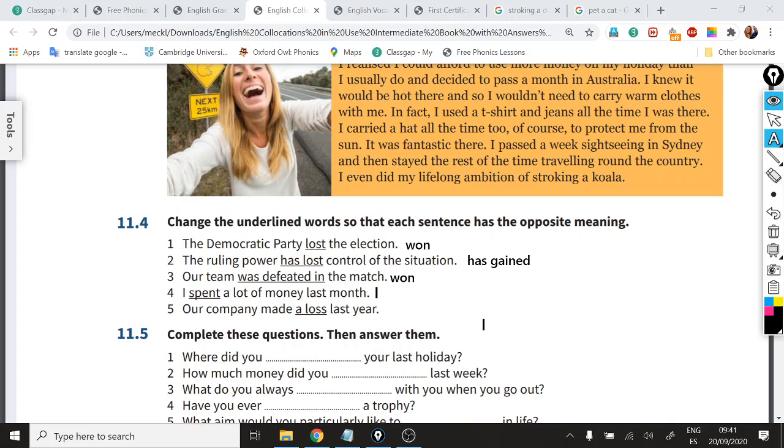Number 4. I spent a lot of money last month. The opposite would be I made a lot of money. Yeah? And 5. Our company made a loss last year. So the opposite of making a loss would be making a profit. So profit. So our company made a profit last year.